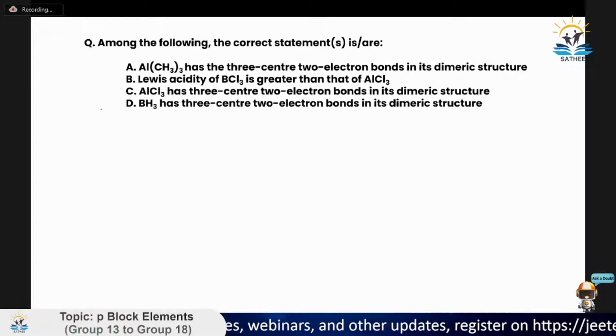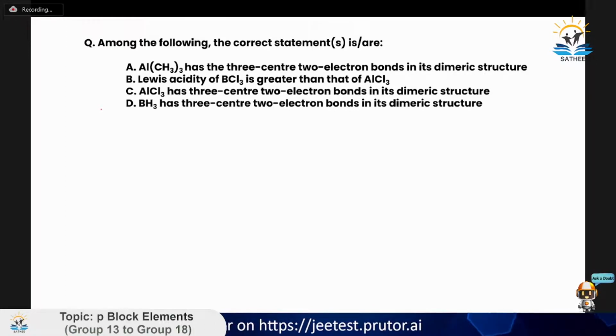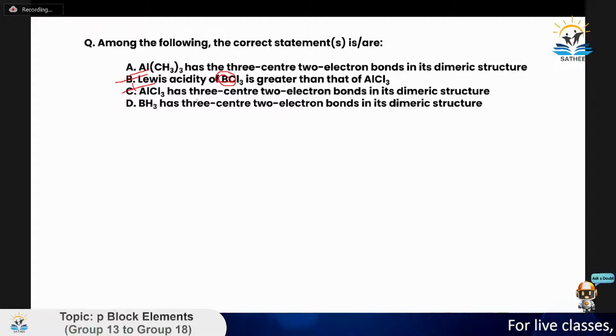Next, among the following, which of the following is a correct statement? The Lewis acid Al2(CH3)6 has 3-center 2-electron bonds. It is dimeric in structure. Acidity of BCl3 is greater than that of AlCl3. Yes, we have seen this because boron behaves in a very anomalous way, so this is kind of an obvious thing. Not this. AlCl3 has a 3-center 2-electron bond. It is dimeric in structure, and BH3 has 3-center 2-electron bonds.